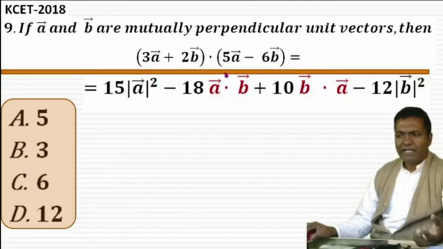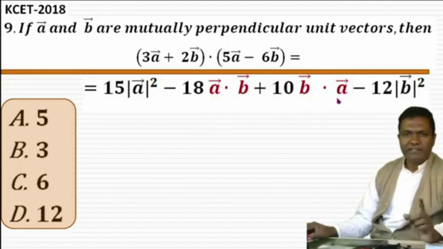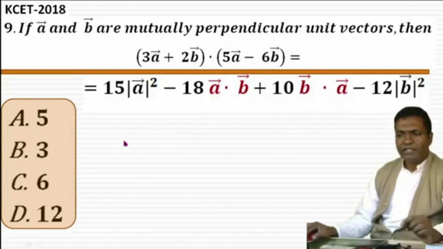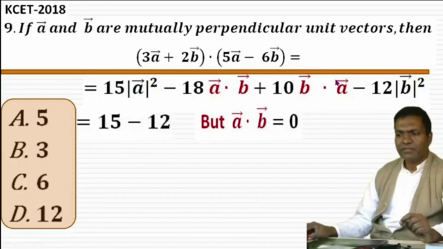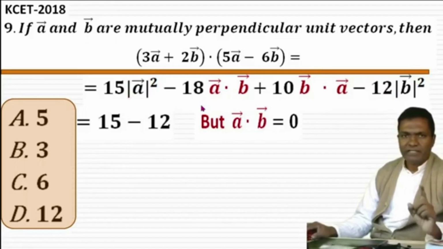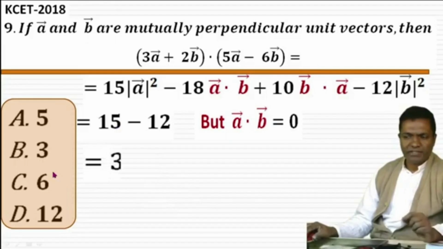And as I said, A and B are mutually perpendicular, so this product is 0. A dot B and B dot A is 0. So you are left with this. As I said earlier, A dot B is 0. So this becomes 0, this becomes 0, and you are left with 15 minus 12. Because A and B are unit vectors, their magnitude is 1. So 15 minus 12 is 3. So option B is the correct one.